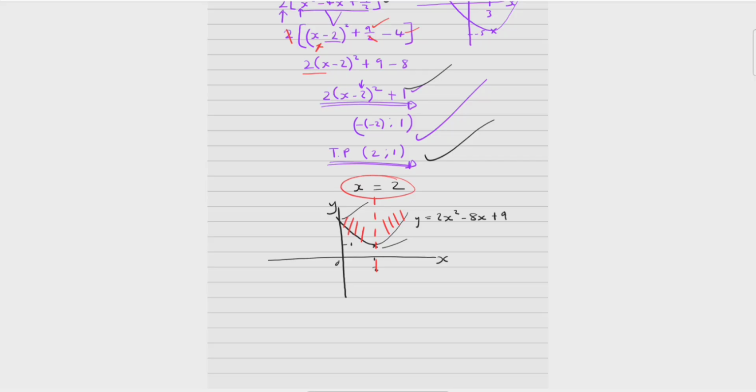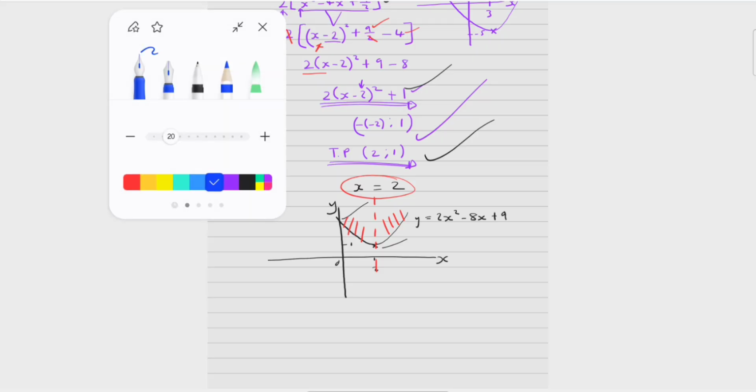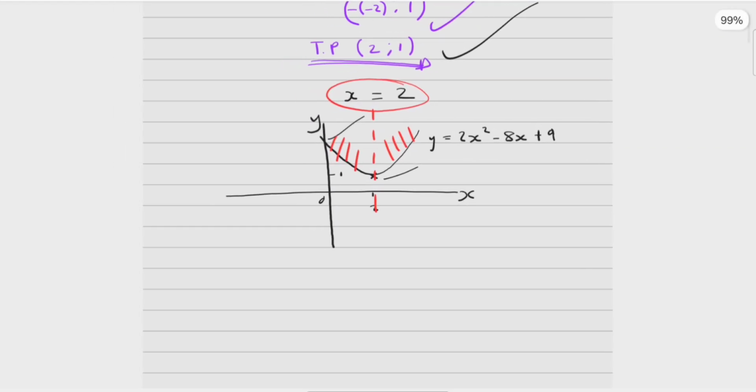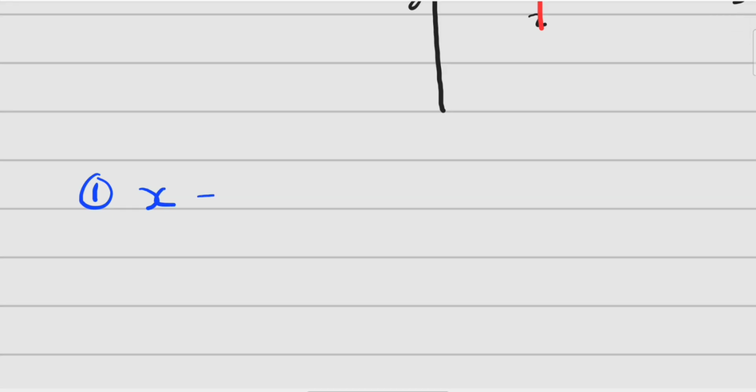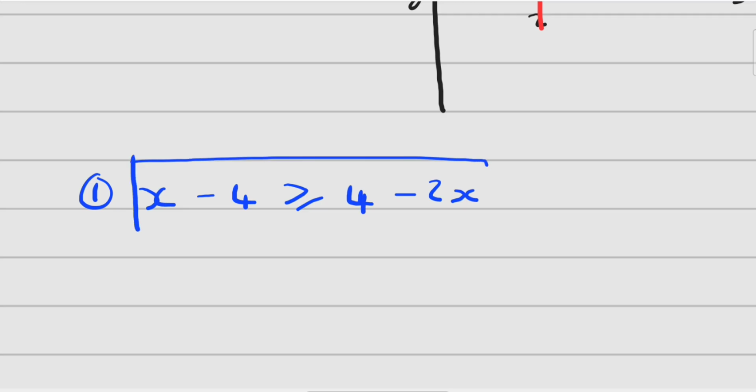And from here, we also need to talk about inequalities involving quadratics. And for that, we're going to start with a very simple example: x minus 4 being greater than or equal to 4 minus 2x, right? But before we go ahead and solve this, let's talk about inequalities in general, right?